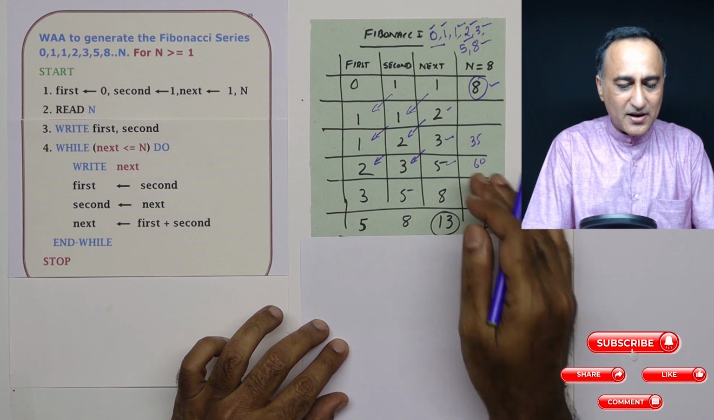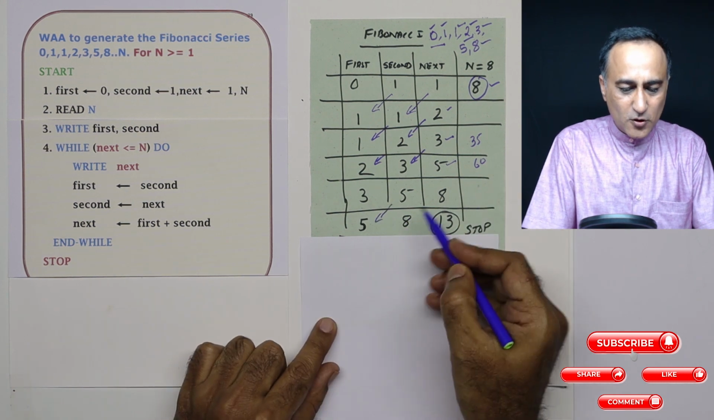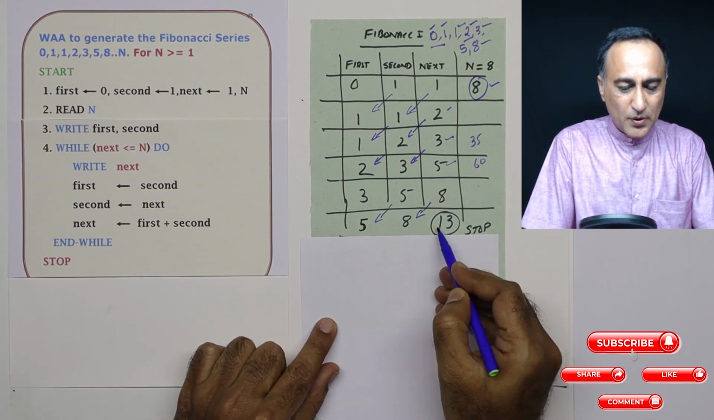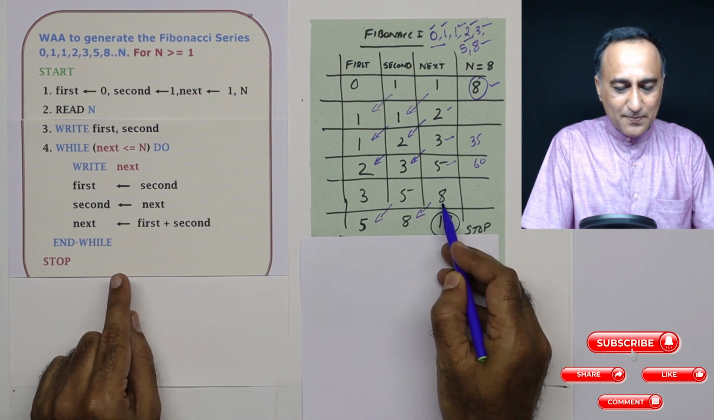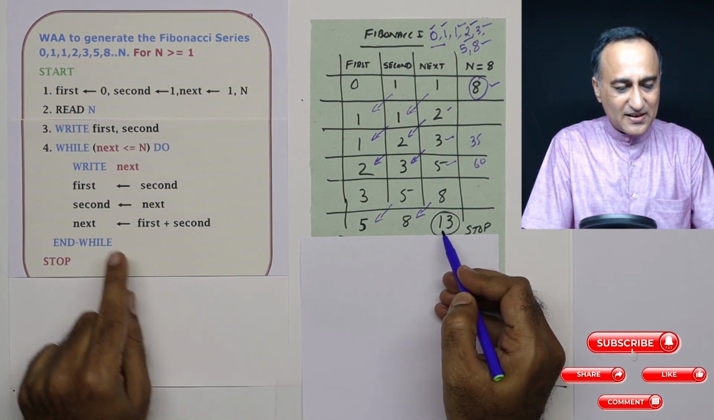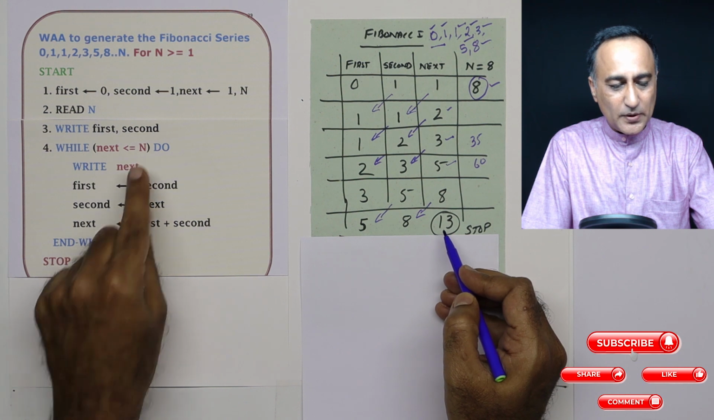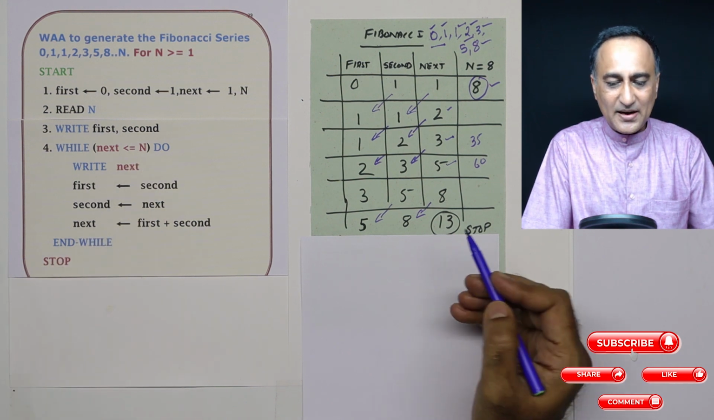Then we come back here. This one goes here, this one goes here, whereas next becomes 5 plus 8, or 8 plus 5, is 13. 13 is definitely not less than or equal to 8. This loop fails and I come and stop.